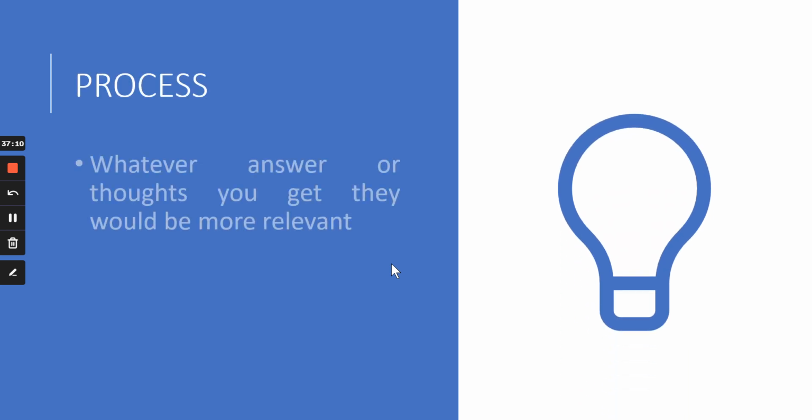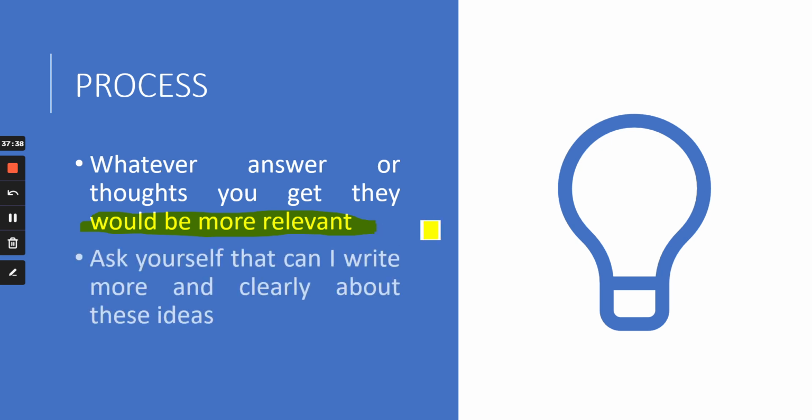So after this, whatever answer or thoughts you get would be more relevant. This method works the best because your thoughts and answers are spontaneous, plus they are direct. They are not the result of too much thinking. Why? Because you imagine these are asked by your friends, so you will give the honest, straight and simple answer. Therefore this would be more relevant to your essay.